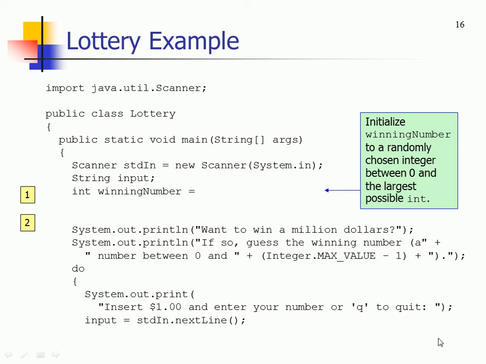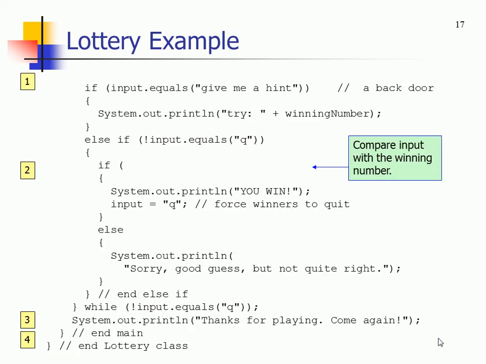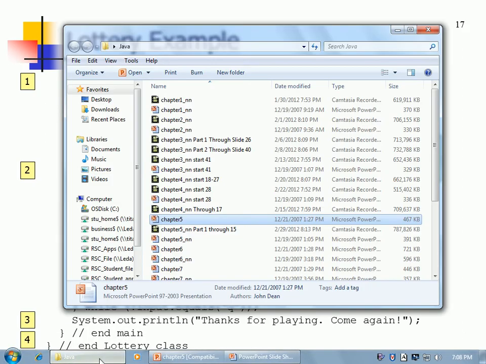Alright, so we're picking up in Chapter 5. We were on the lottery example. We never finished it, so we're going to have to finish this thing real quick. Okay? I happen to have it right here.